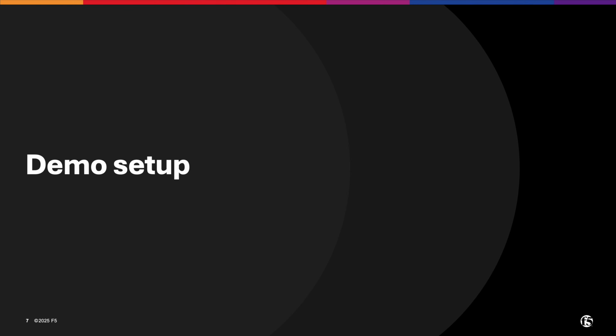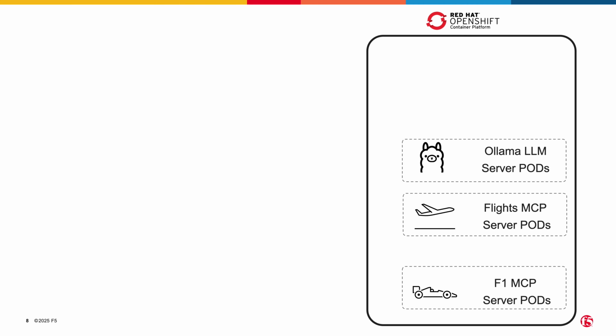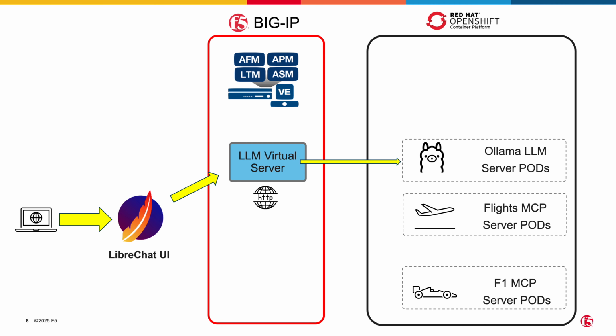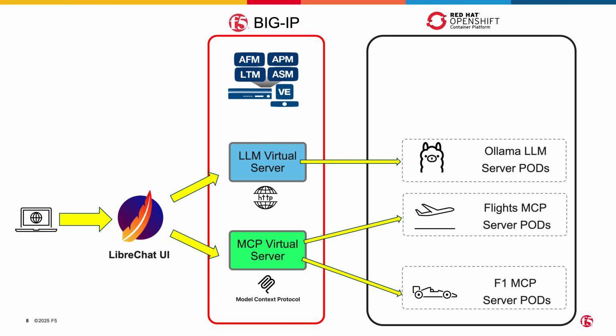Next, we are going to see the setup used to demonstrate some of BigIP's MCP functionalities. Using Red Hat OpenShift, we deploy the Ollama LLM server and two MCP agents for querying flights and Formula One related questions. In the other end, it is us using the LibreChat user interface, and in the middle, we have the F5 BigIP, which exposes the LLM server and MCP agents through two virtual servers, adding reliability, observability, and security.